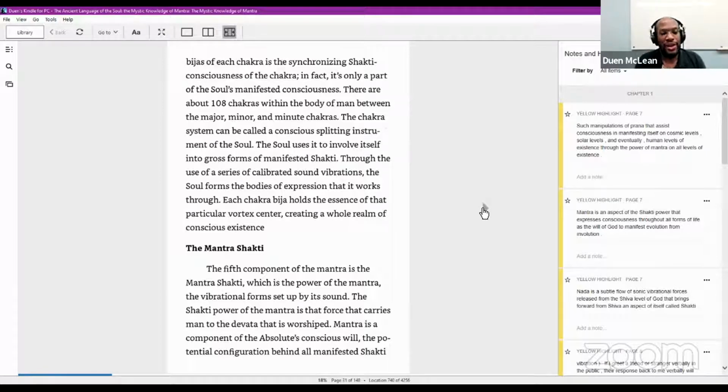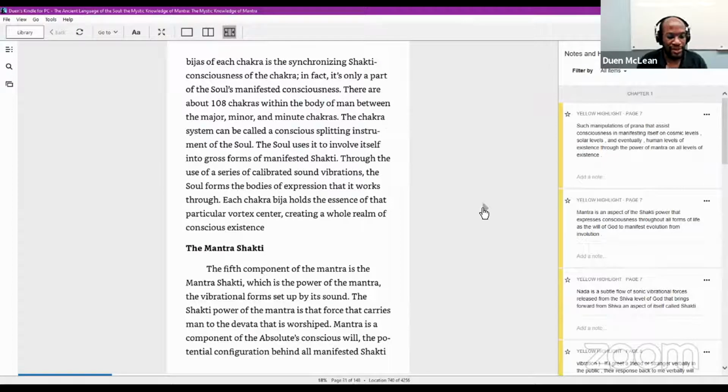There are about 108 chakras within the body of man between the major, minor, and minute chakras. The chakra system can be called a conscious splitting instrument of the soul. The soul uses it to involve itself into gross forms of manifested Shakti. Through the use of a series of calibrated sound vibrations, the soul forms the bodies of expression that it works through. Each chakra bija holds the essence of that particular vortex center, creating a whole realm of conscious existence.